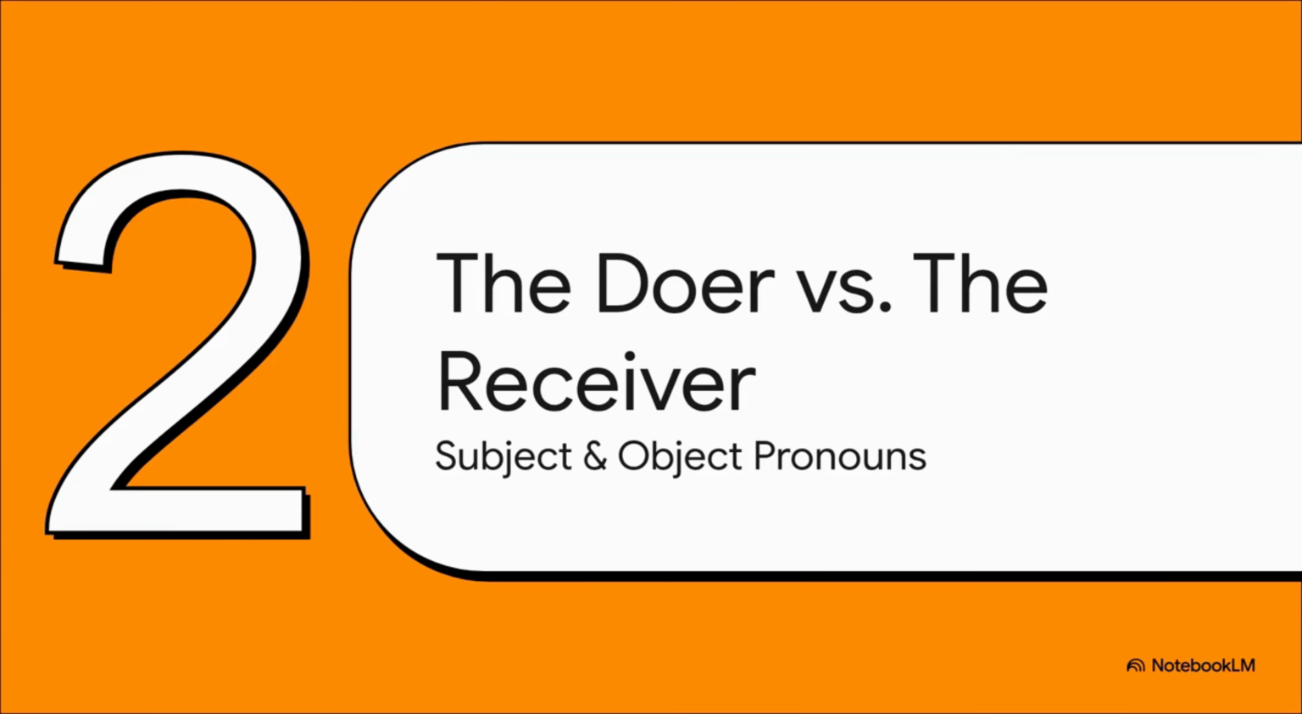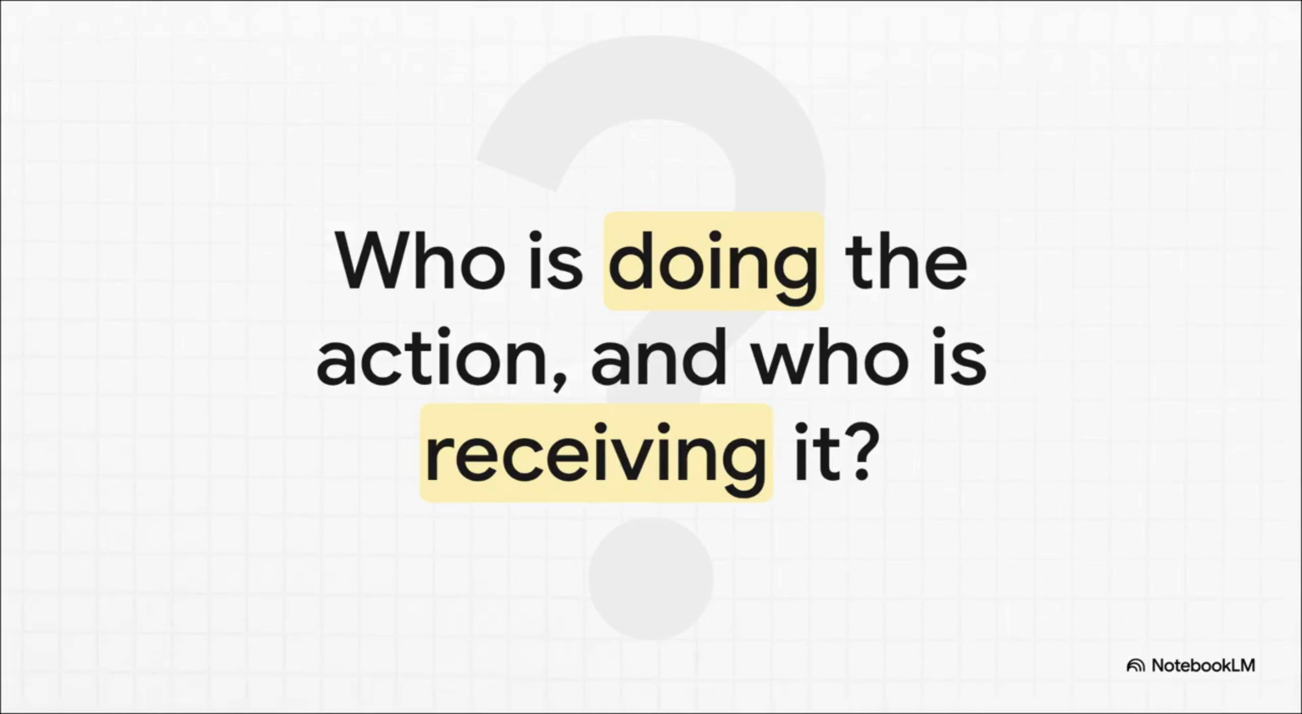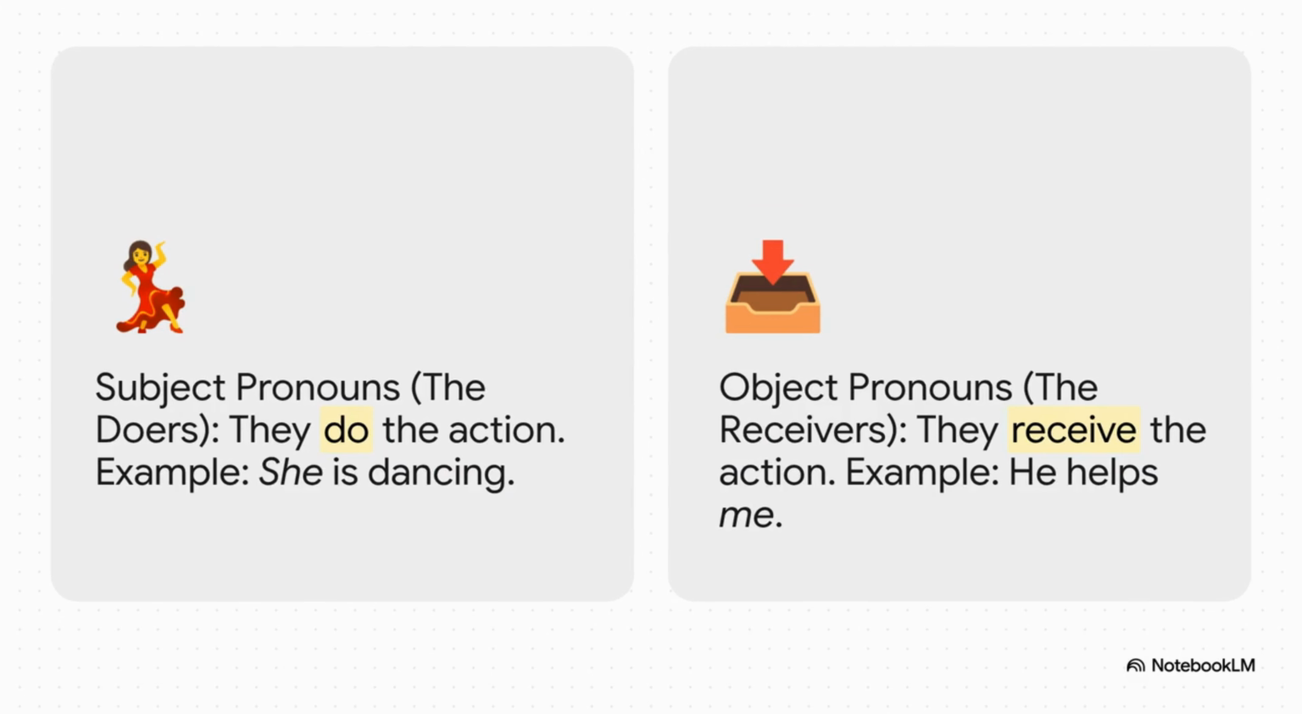Okay, let's grab our next tool. This one is all about understanding the role a pronoun plays in a sentence. Is it the one in charge, the one doing the action, or is it the one just kind of sitting there, receiving the action? This is the one question you need to ask yourself. If you can answer this, you'll know exactly which pronoun to pick. It's the difference between saying, she helped me, which is perfect, and something like, her helped I, which is, well, not so perfect.